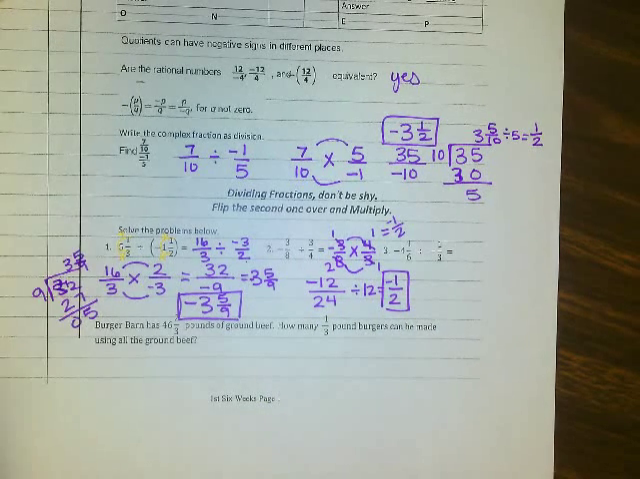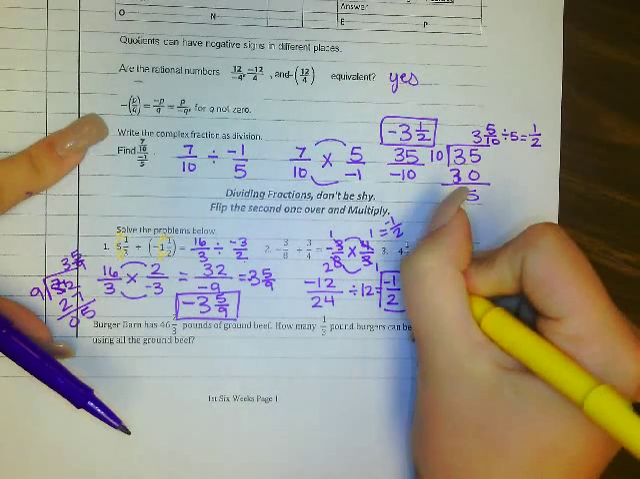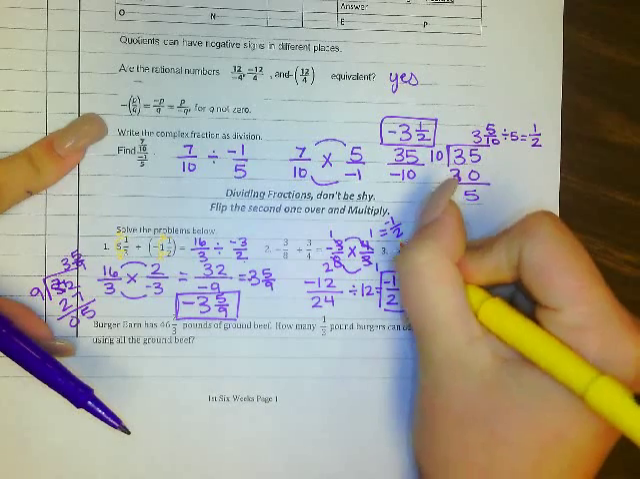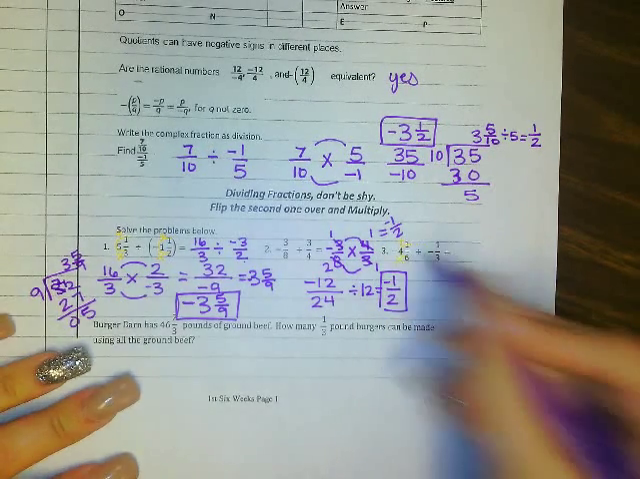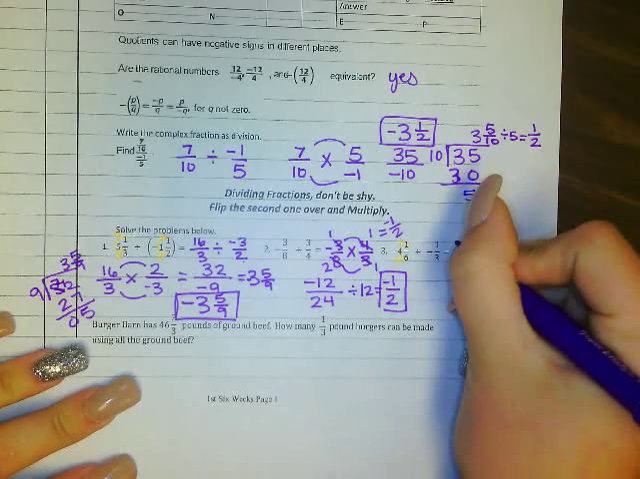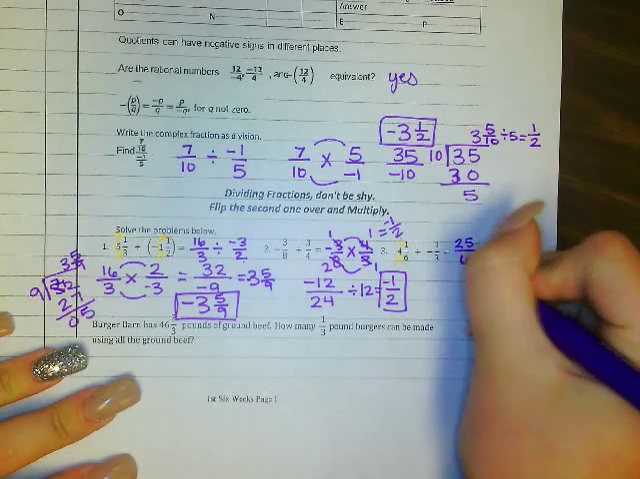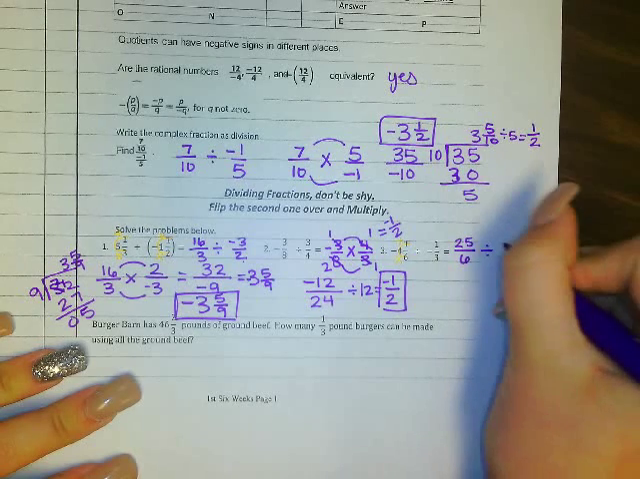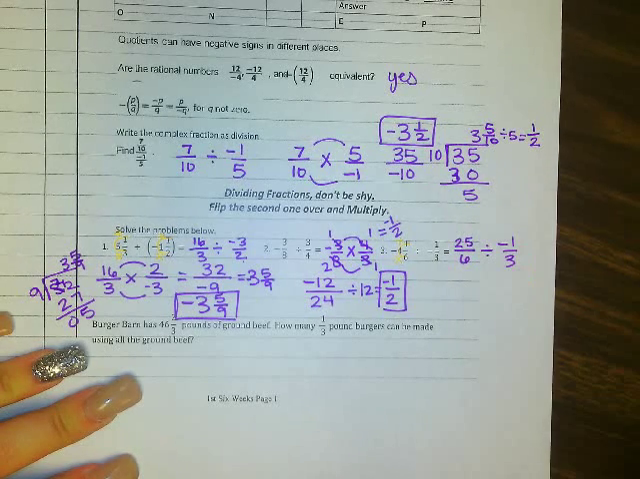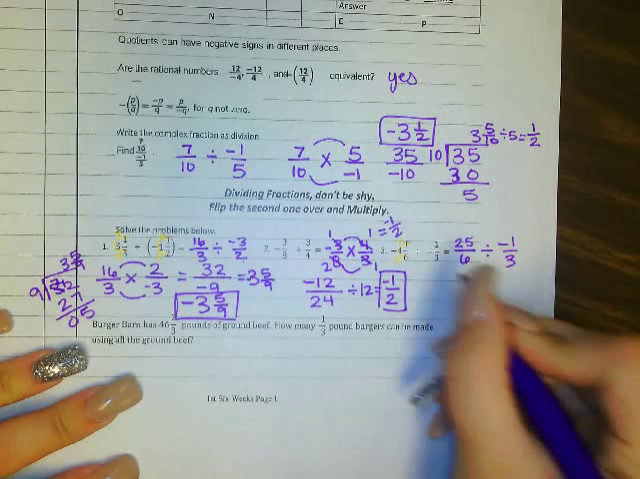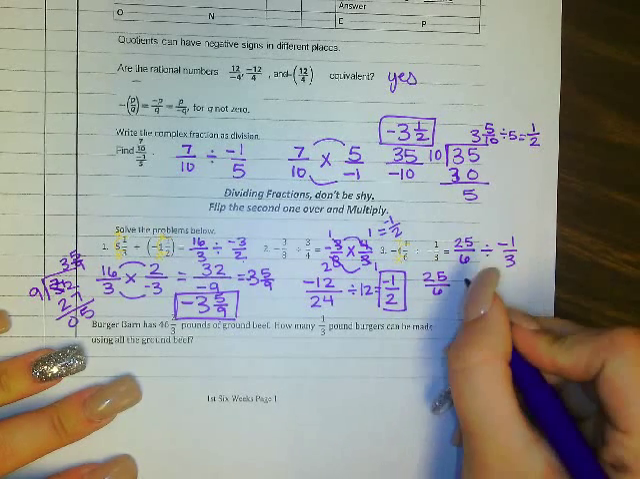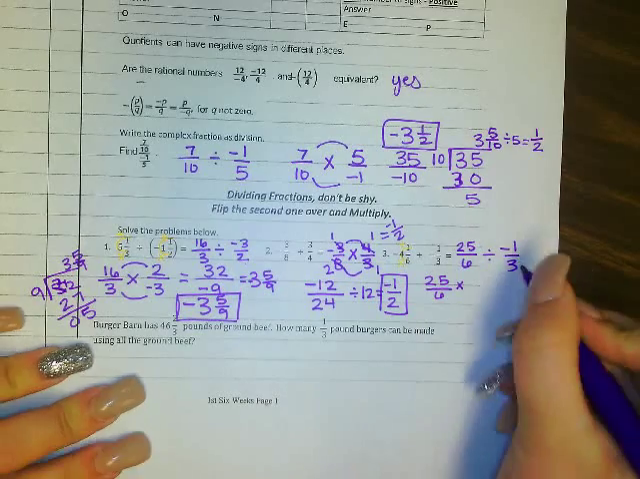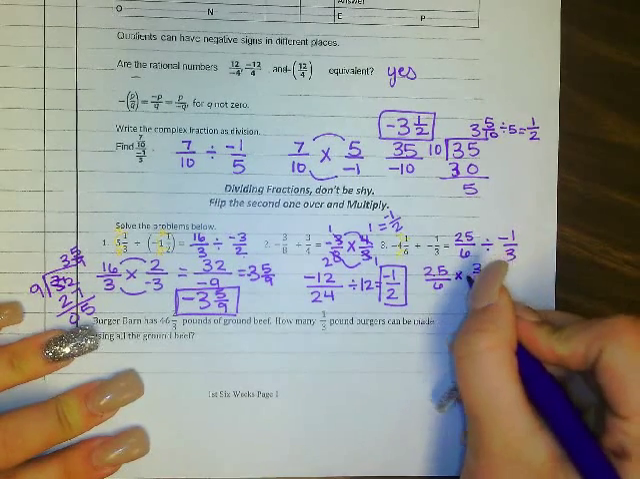Alright, I have a mixed number in the last one, so I'm going to MAD it. Multiply and then add. So 6 times 4 is 24, plus 1 is 25. Keep the denominator. Divided by negative 1/3. So now I'm going to rewrite as multiplication. I have 25 over 6. Change the division to multiplication, and then flip the second fraction.